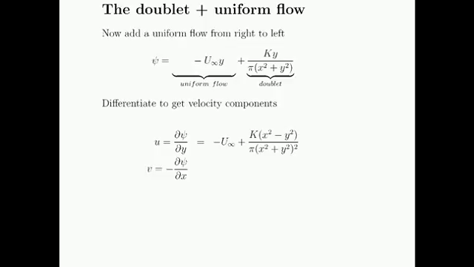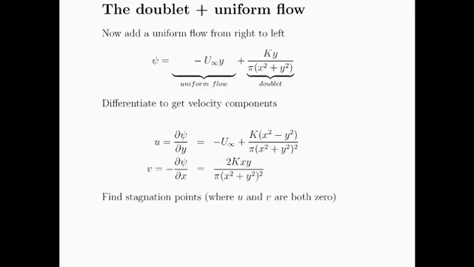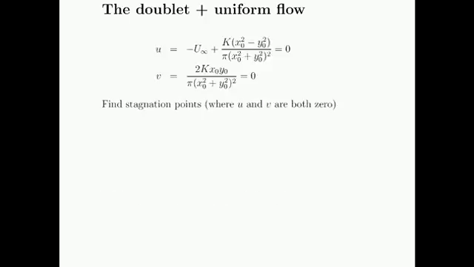And then for the v component, it's just minus d psi dx. And again, this interesting thing that we noted in last week's lecture, that uniform flow doesn't figure at all in that vertical component of velocity. We just have to differentiate the expression for the doublet with respect to x. And then all we've got to do is find stagnation points where u and v are both equal to zero.